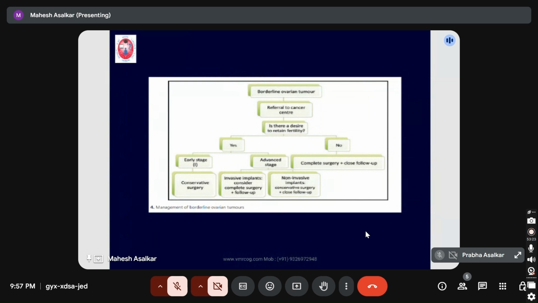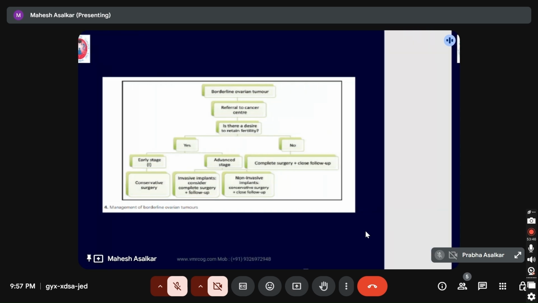So have you understood? First thing, you have to refer these patients to a cancer center. You have to take into account the fertility desire of the patient. If there is no desire, directly you will go for radical surgery or complete surgery and close follow-up. And otherwise, you will take into account the fertility status and the stage of the disease, and then you will go for conservative surgery.